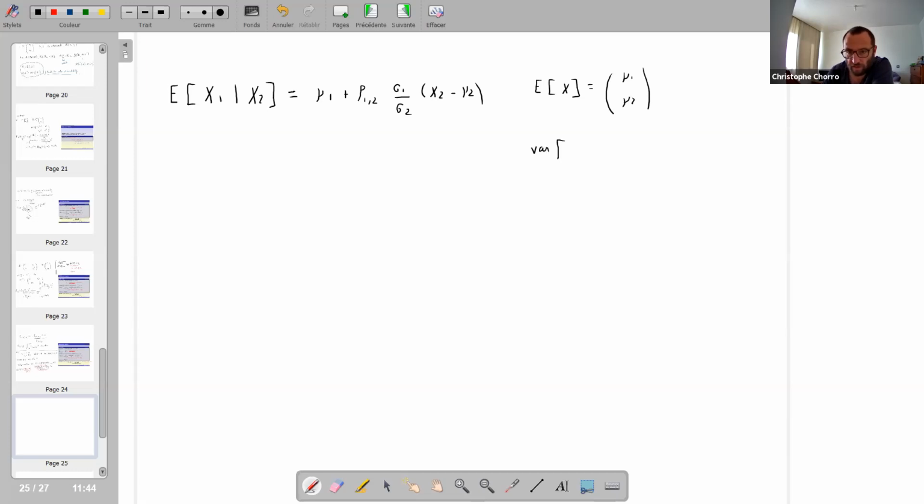The variance covariance matrix for x is given by sigma 1 square, sigma 2 square, covariance between x1 and x2 here. And the same here because I have a symmetric matrix, okay? So I have the same terms here. And what I define as rho of 1,2 is just the covariance between x1 and x2 over sigma 1 and sigma 2, okay? So I have this. It's what I want to prove, in fact.